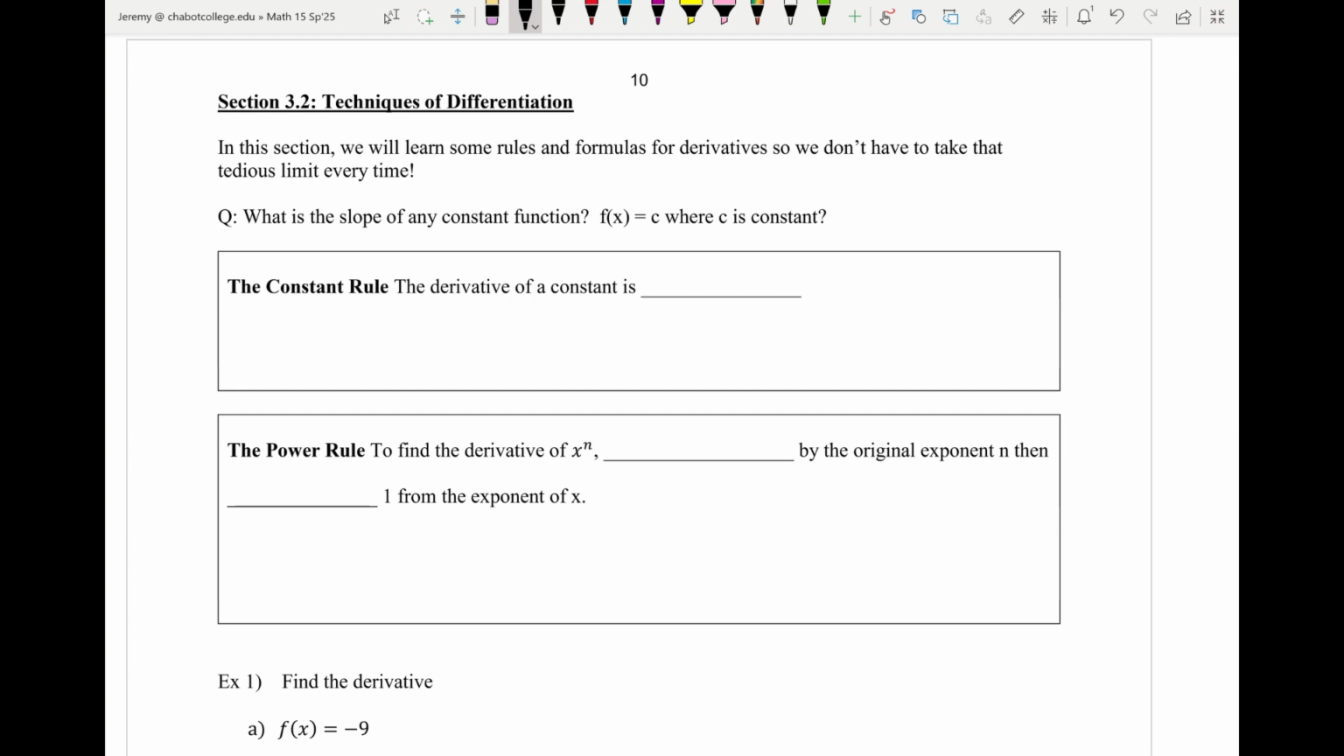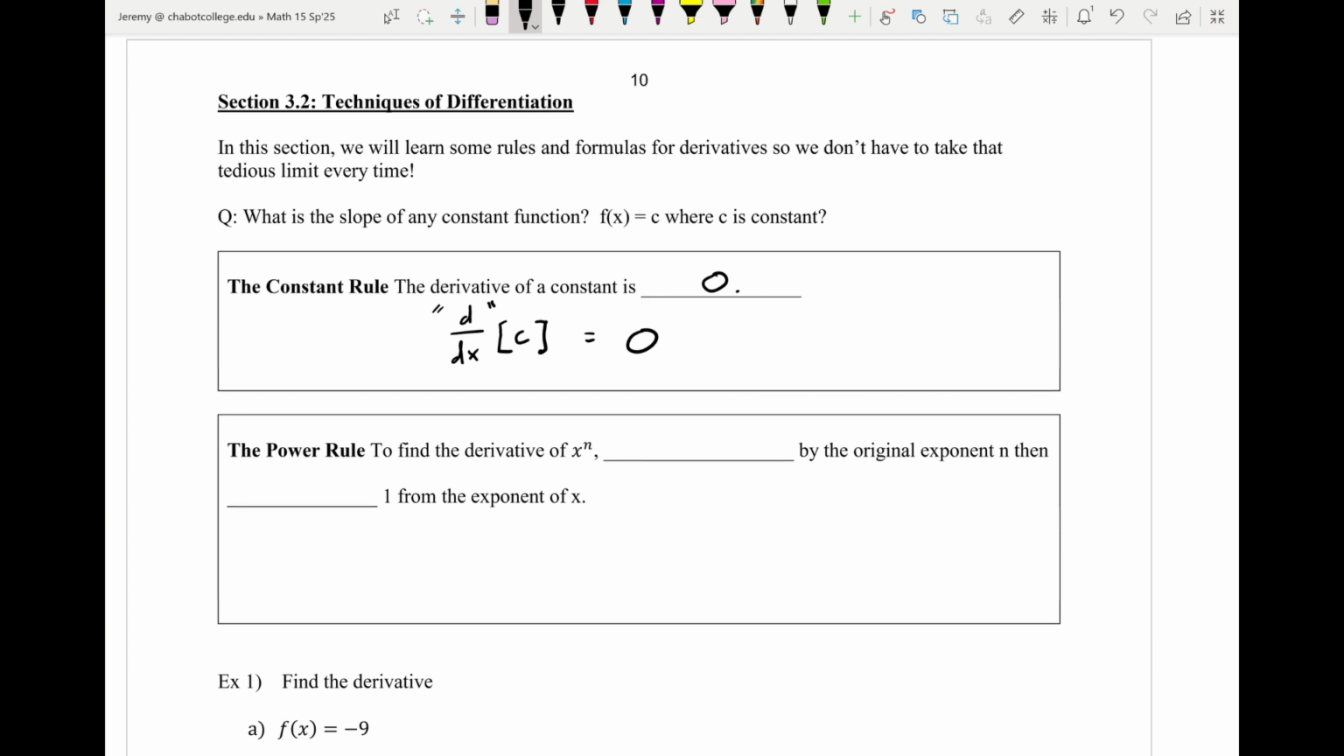So the first rule we're going to look at is the constant rule. It turns out that the derivative of any constant function is just equal to 0. All right, and some other notation which is going to be relevant is this. If we're taking the derivative with respect to x, so d dx of some constant c, this is just going to be equal to 0 no matter what that constant is.